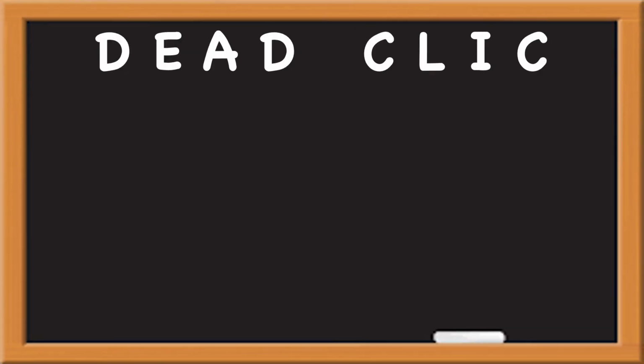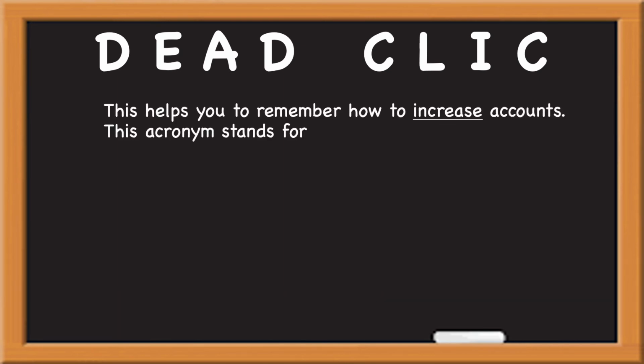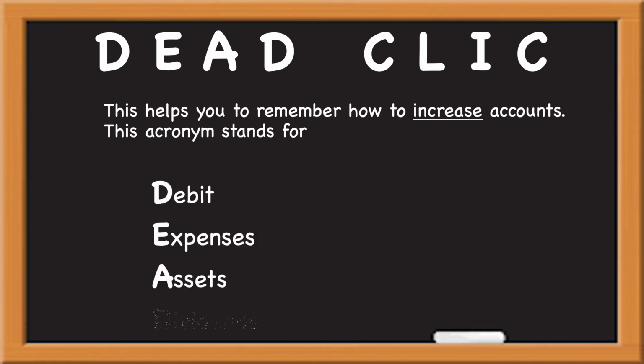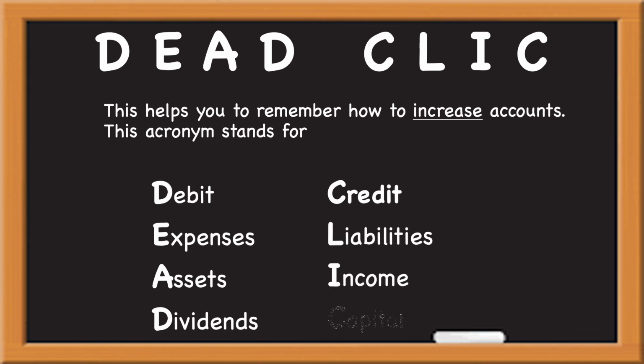The first trick is called DEAD CLIC. This helps you to remember how to increase accounts. This acronym stands for debit: expenses, assets, and dividends, and you credit: liabilities, income, and capital. So to increase an expense, asset, or dividend, you would debit it, and to increase a liability, income, or capital, you would credit it.